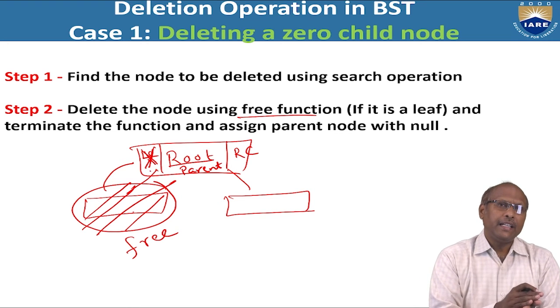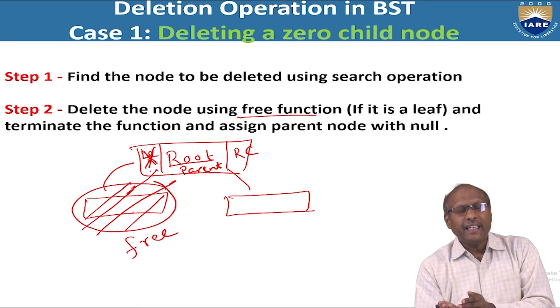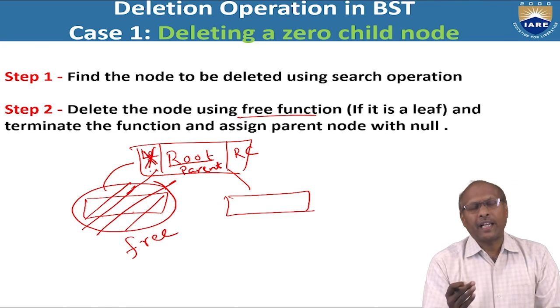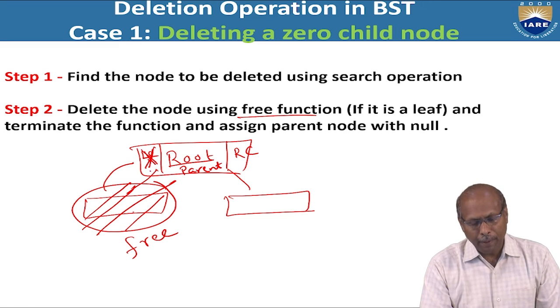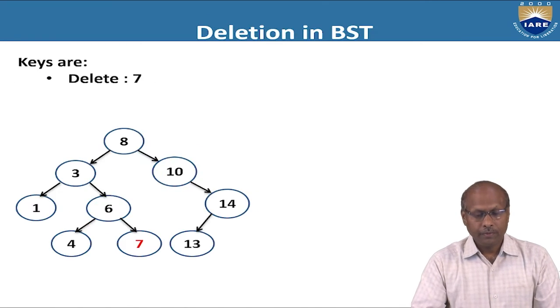If it is a left child, then assign null to the left child pointer. If the node is a right child, go to your parent, and in the parent, put a null in the right child. So, based upon the type of node, whether left or right, go to the respective pointer and assign a null value.